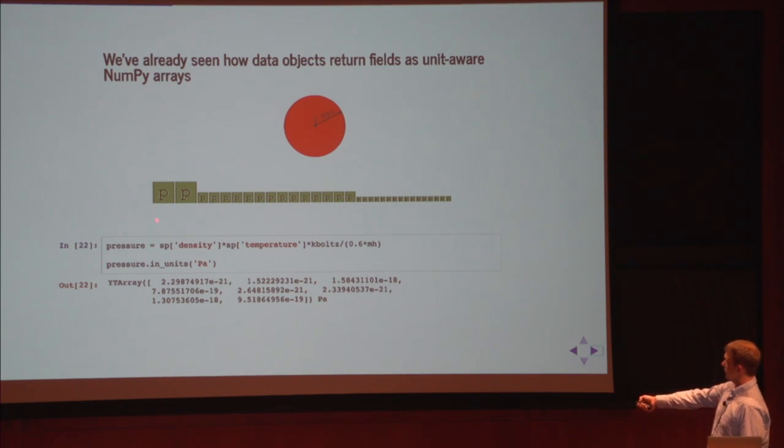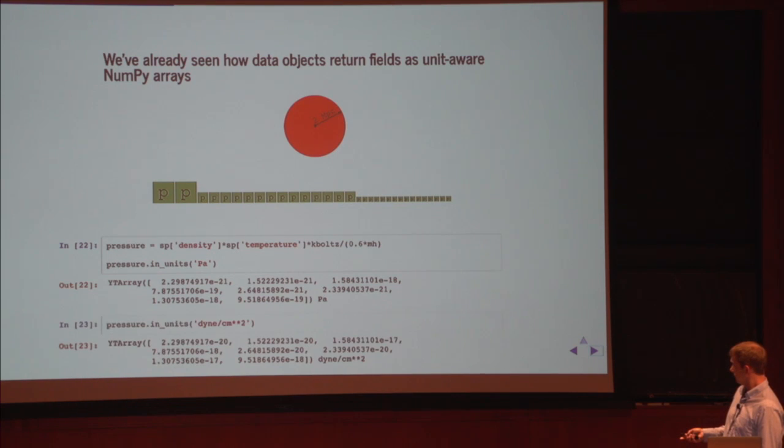So here's just a quick example. I have the density, I have the temperature. Earlier I imported the Boltzmann constant and the proton mass, and if I want a rough calculation of the pressure, I can just multiply the density and the temperature times the appropriate combination of constants and that gives me a pressure array. I could say I want to put that into pascals. Not sure why, but you can do that, and it will give you the answer in pascals. Or I could say I want it in units of dyne per centimeter squared, and it will give it to you right here.